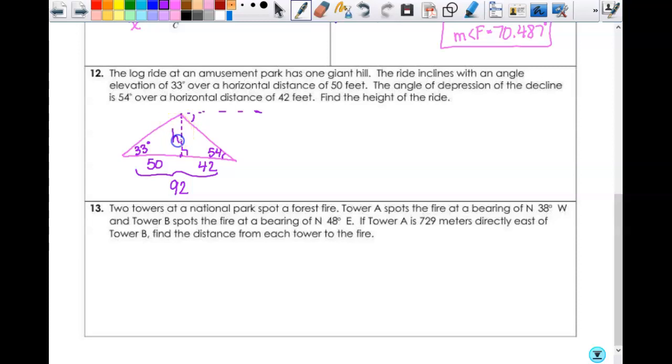I'm looking for the height. So what I can do is I just have a little right triangle right here. So I could just say the tangent of 54 is equal to the opposite over adjacent. So tangent 54 equals h over 42. And then boom, you're done. It's a simple right triangle question. So I did that. But if I do that with this number and I do that with this number, I don't get the same thing.